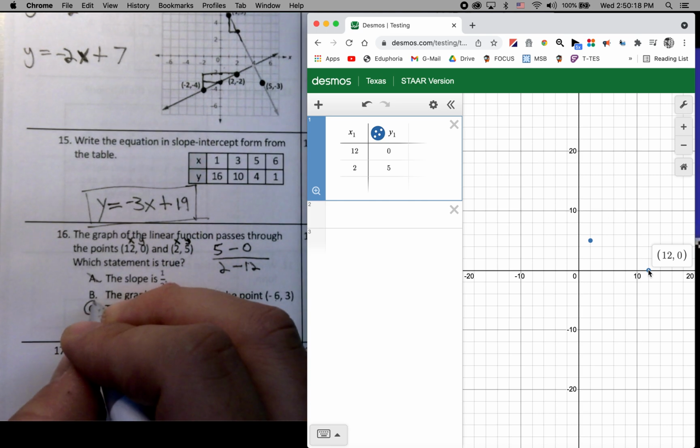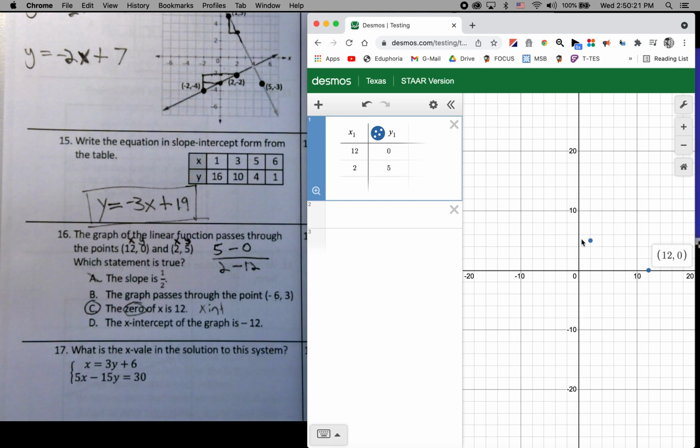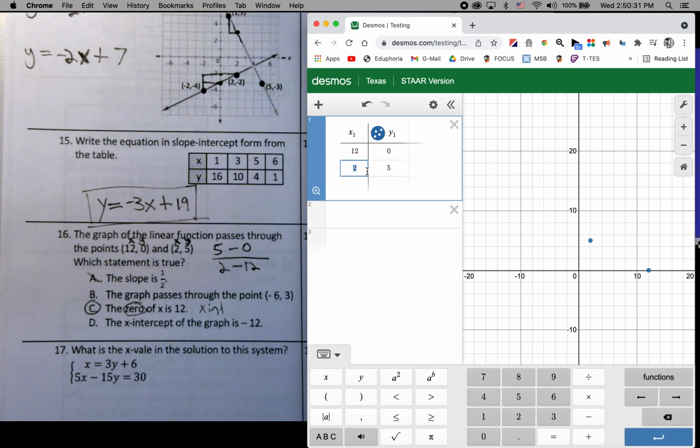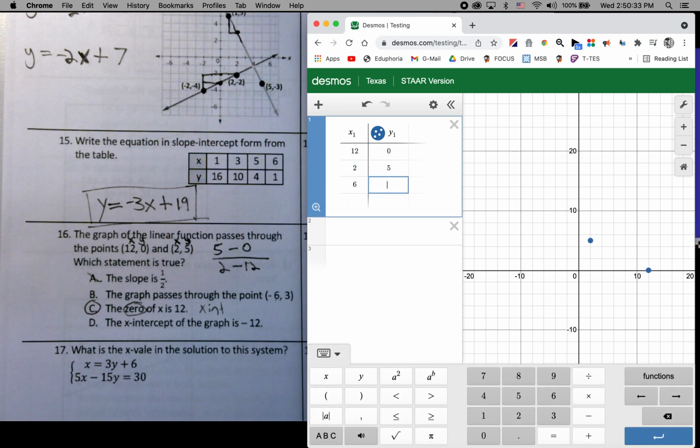Okay. Now, if this thing passes through negative 6, 3, that would be right 6, down 3. That would be like right here. Okay. So if I click on my point, 6 and then negative 3, does that even look like it's going to be on that same line? It doesn't. It's not on that same line. Unless that line, you know, bends and twists, which lines don't do. Lines are straight. So it ain't that one.